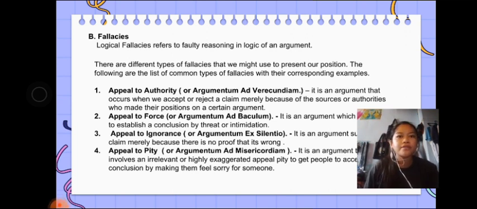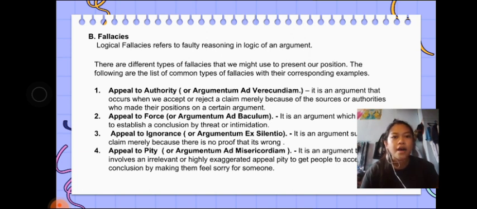I will continue the topic of Miss Twinkle Dumanat, the symbolic arguments. So, fallacies. Logical fallacies refers to faulty reasoning and logic of an argument. It is advantageous to know logical fallacies in order to avoid them in an argument. There are different types of fallacies that we might use to present our position. The following are the list of common types of fallacies with their corresponding sample.